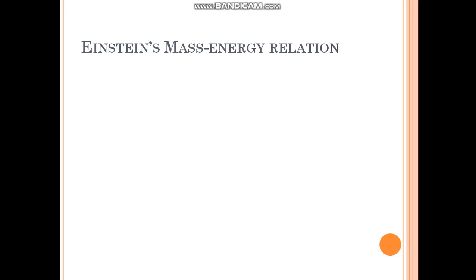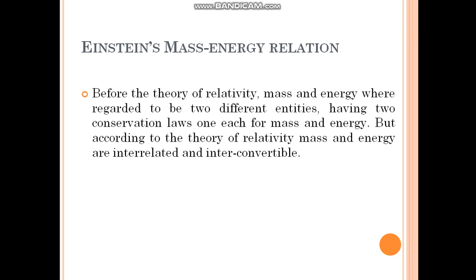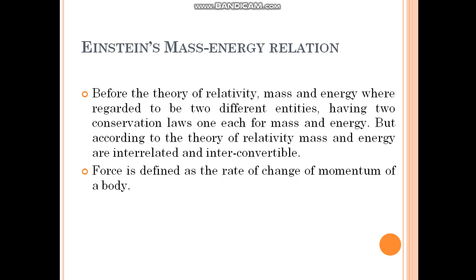Today's topic is Einstein's mass energy relation. Before the theory of relativity, mass and energy were regarded to be two different entities, having two conservation laws, one each for mass and energy. But according to the theory of relativity, mass and energy are interrelated and interconvertible.